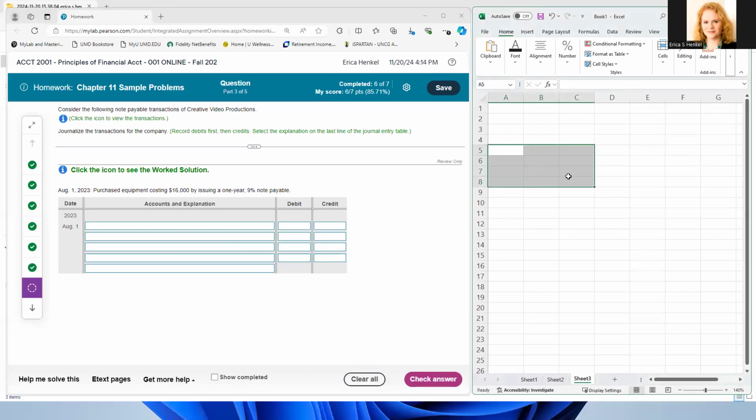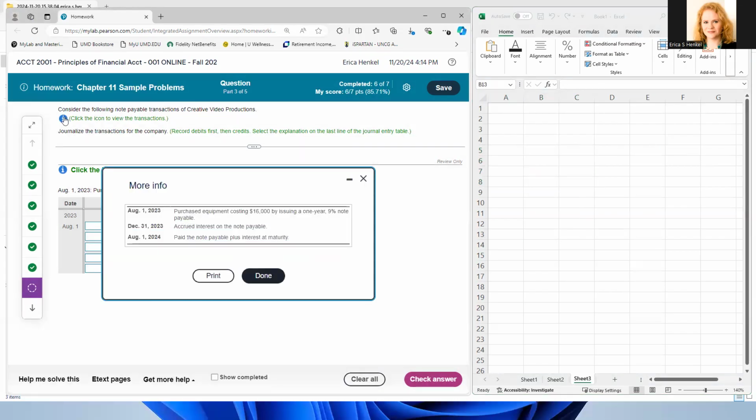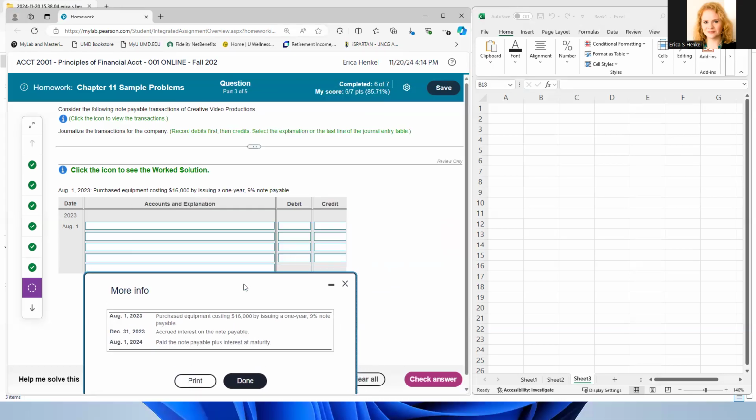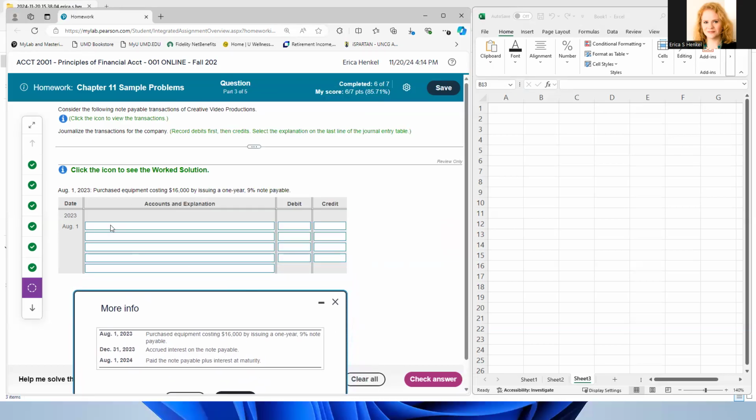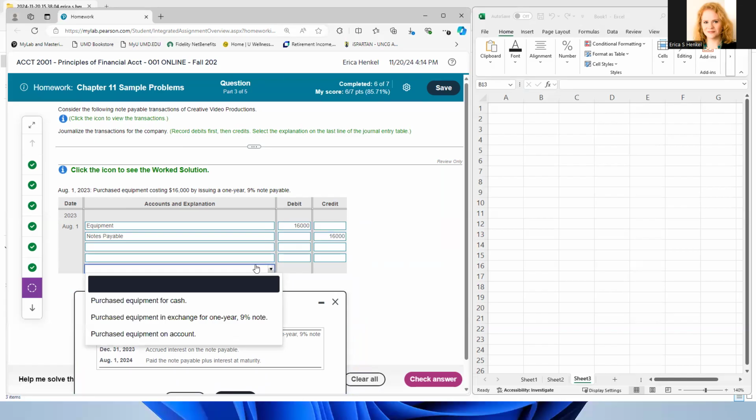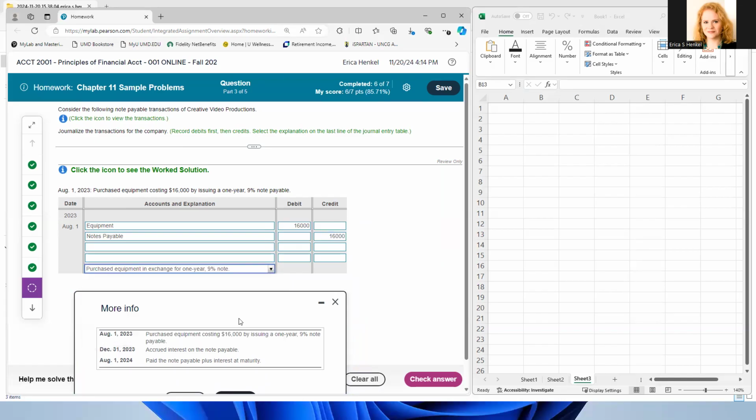All right. Next problem is just another review example going through a note payable. So another example here, we'll take a look at this. We're purchasing some equipment costing $16,000 by issuing a 1-year 9% note. So to record the initial transaction of the equipment purchase, we're going to debit equipment and credit note payable since we are not paying for that with cash. And that is $16,000. So purchasing equipment in exchange for a 1-year 9% note.